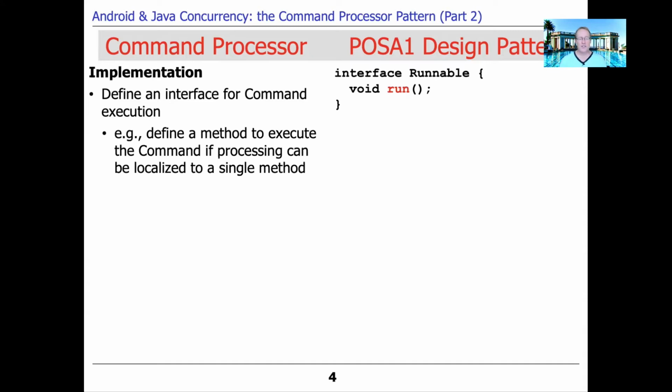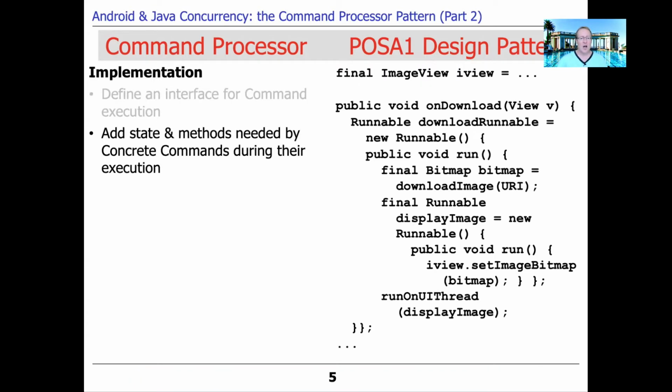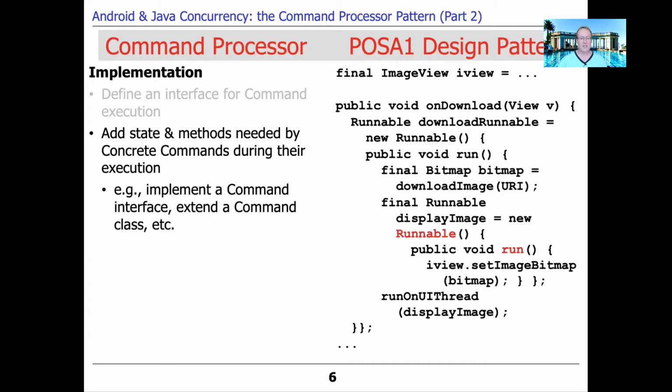What this interface needs to do is define at least one method that can execute the command if the processing can be localized. And that's not always easy, but you can usually find a way to adapt or proxy things to get that API. So the next thing you need to do is add state and methods that concrete commands will require in order to perform the execution of the command request. So let's take a look at some examples here.